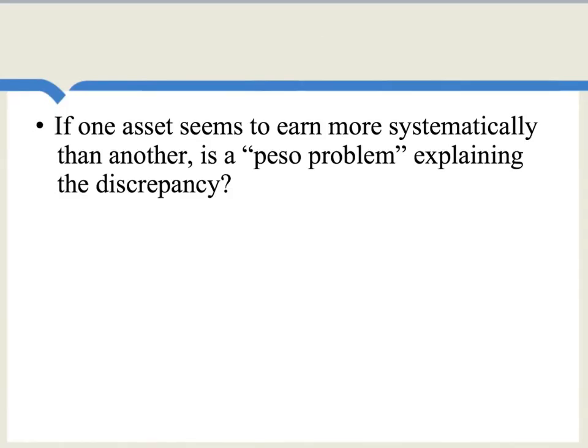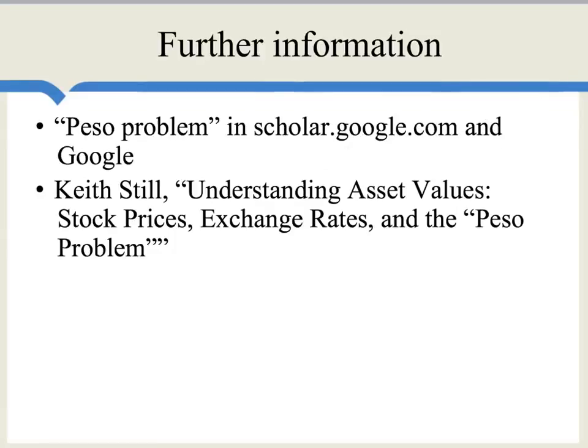The more general understanding of the peso problem pops up in a lot of instances in economics and especially in finance. It's sometimes used to explain the fact that equities appear to earn much more than, say, holding government bonds. It could be that equities are subject to some major risk which pops up only occasionally. And in general, if one asset seems to be earning systematically more than another, you can ask yourself, is there a peso problem explaining the discrepancy?